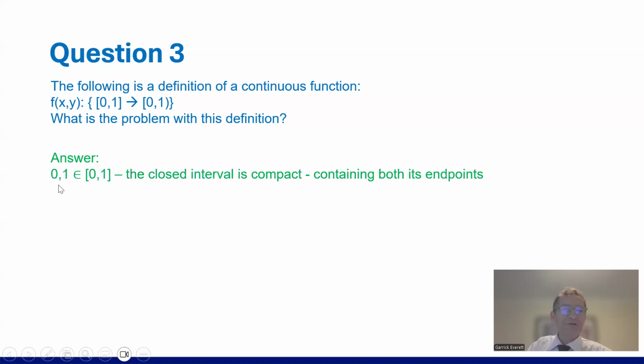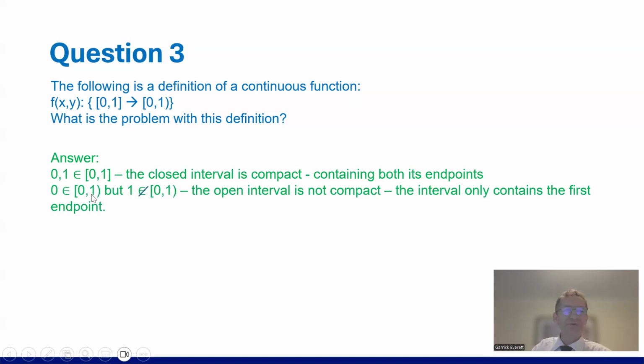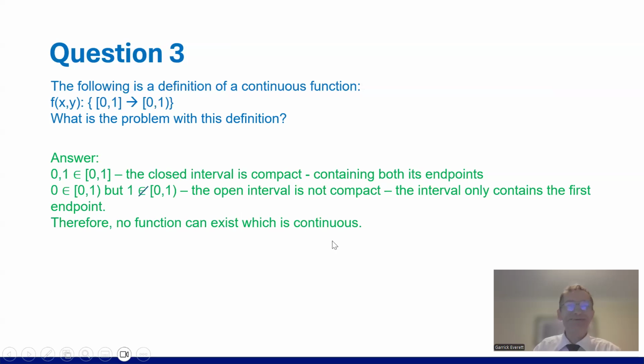Answer. The closed interval [0,1] is compact. It contains both its endpoints. 0 is an element of the interval, but 1 is not an element of the open interval on this end, hopefully that's what you picked up, which is not compact. The interval only contains the first endpoint. Therefore, no function can exist which is continuous. So hopefully you're paying attention there.